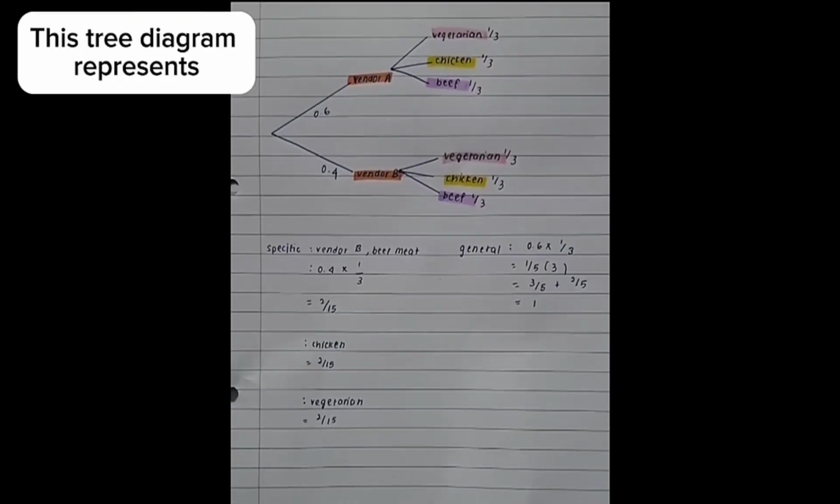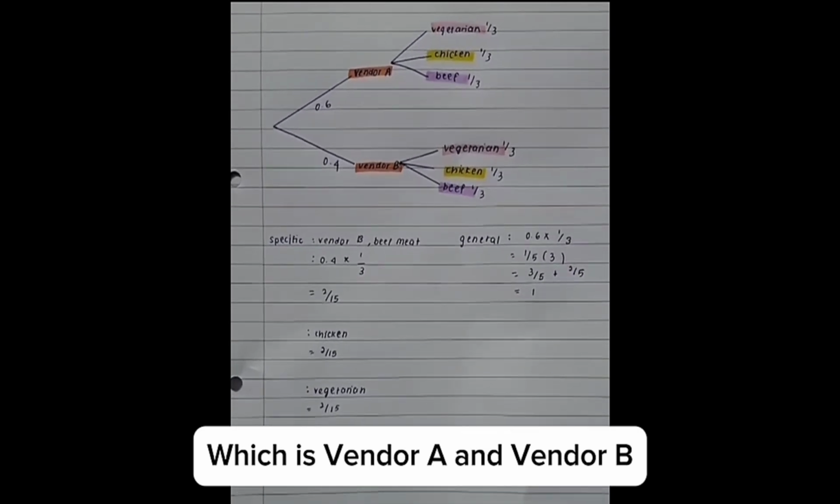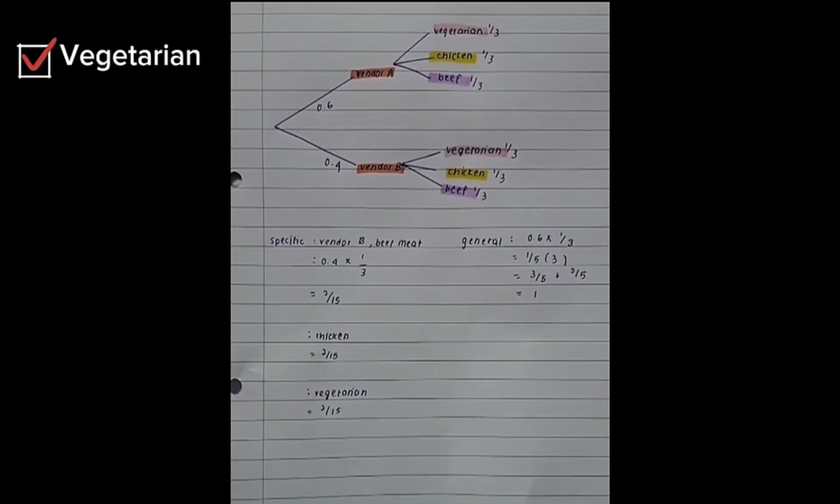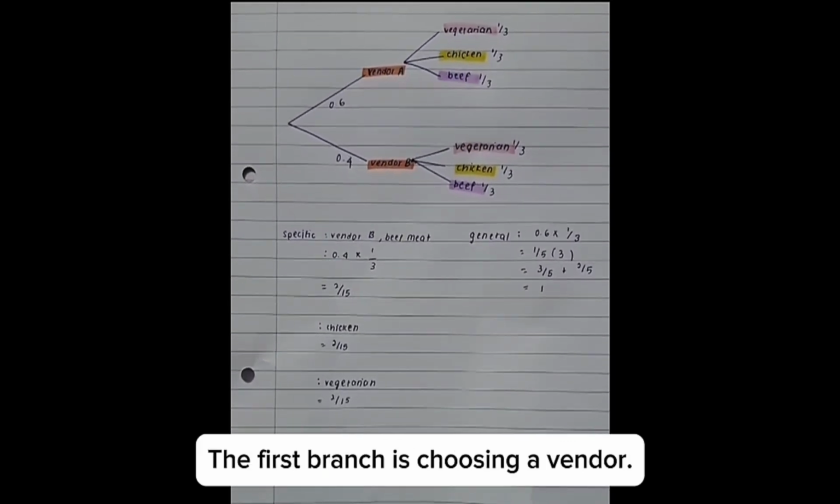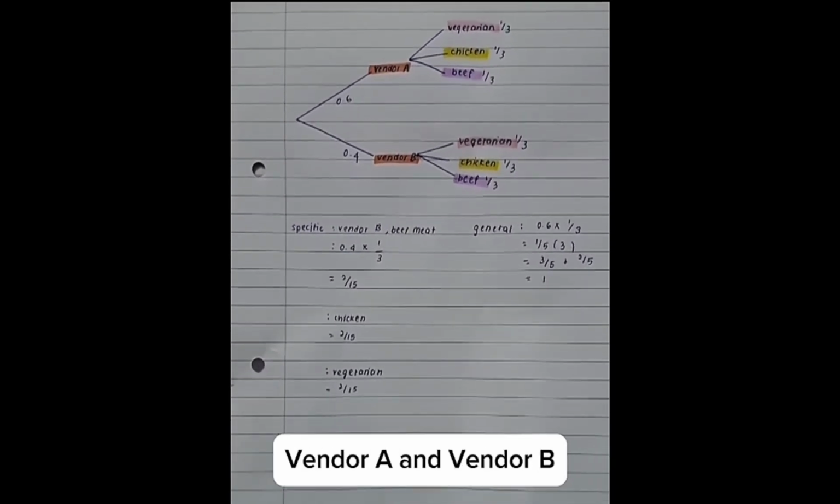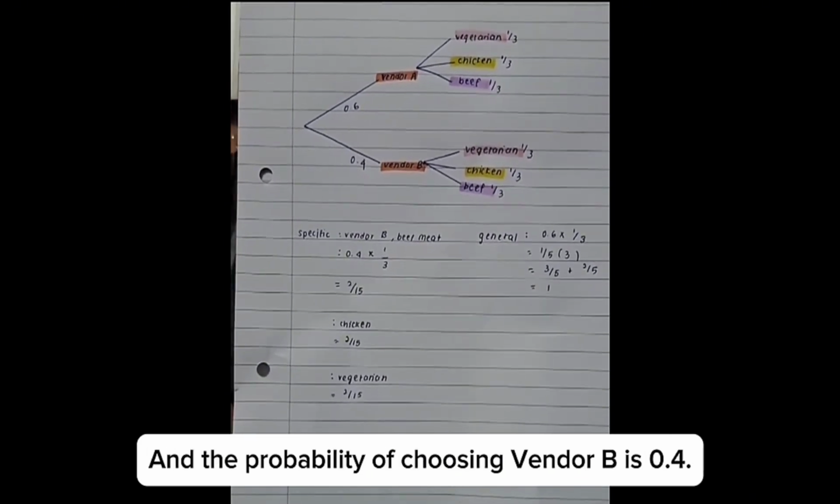This tree diagram represents a probability problem involving 2 vendors, vendor A and vendor B, who sell 3 types of meals: vegetarian, chicken and beef, each with an equal probability of being chosen. The first branch is choosing a vendor. There are 2 vendors, vendor A and vendor B. The probability of choosing vendor A is 0.6 and the probability of choosing vendor B is 0.4.